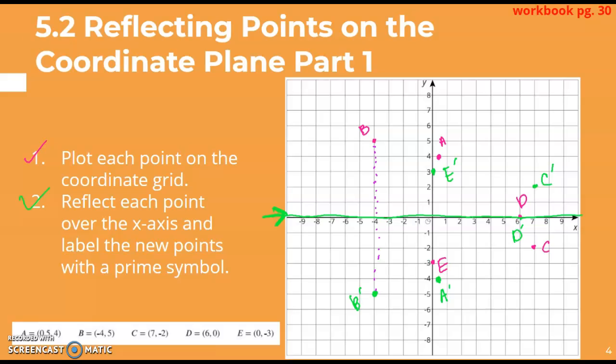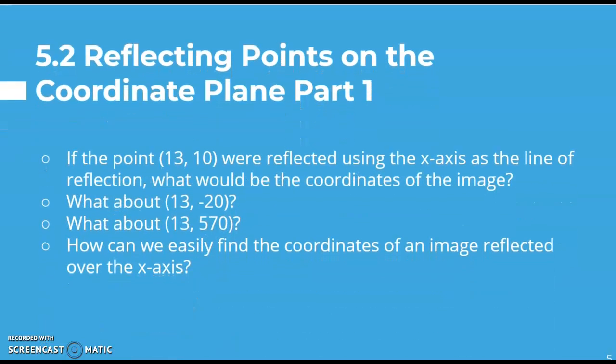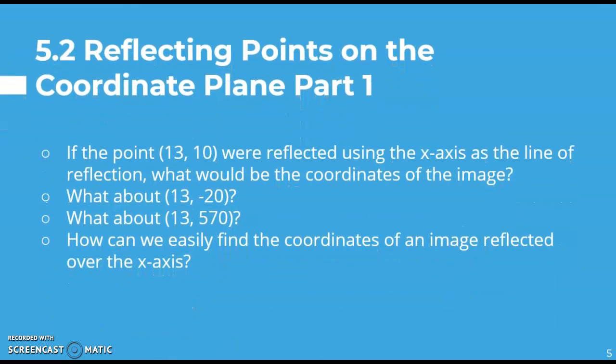So let's go ahead and look at this next section. If the point (13, 10) were reflected using the x-axis as the line of reflection, what would be the coordinates of its image? Remember, our x-axis is our horizontal axis. If I'm at (13, 10), I know that my ordered pair is going to be on the opposite side of the line of reflection. So I'm still going to go over 13 units, but now instead of going up 10, I'm going to go down 10. So my new ordered pair would be (13, -10).